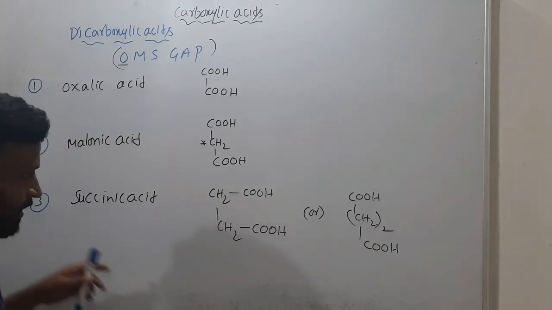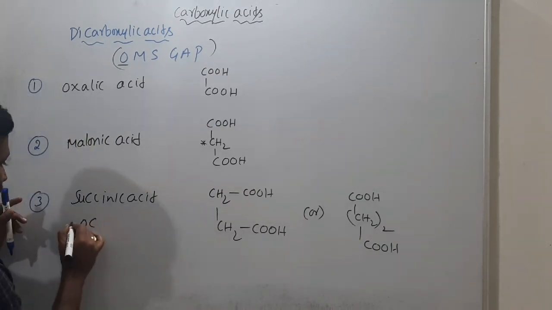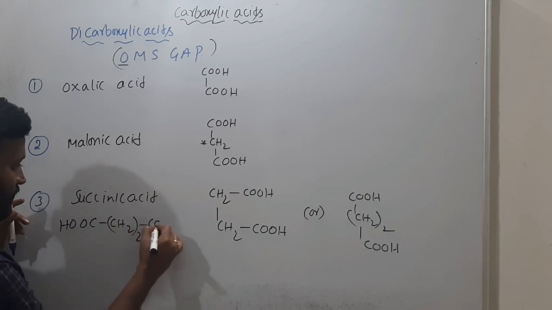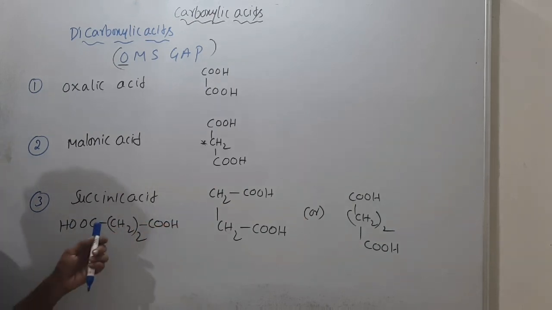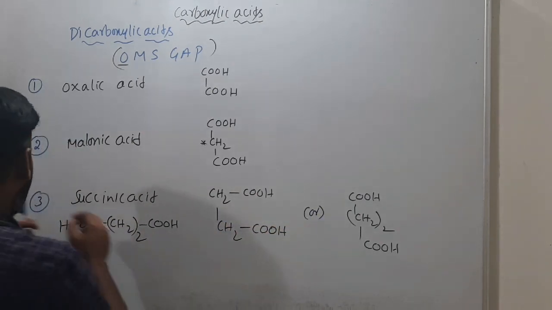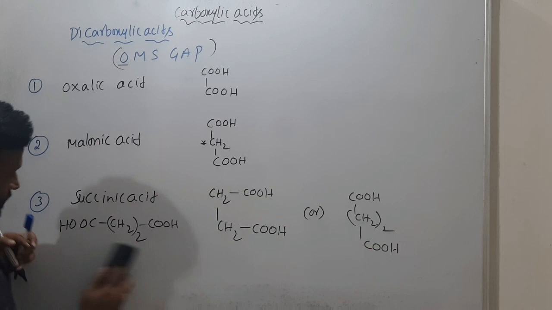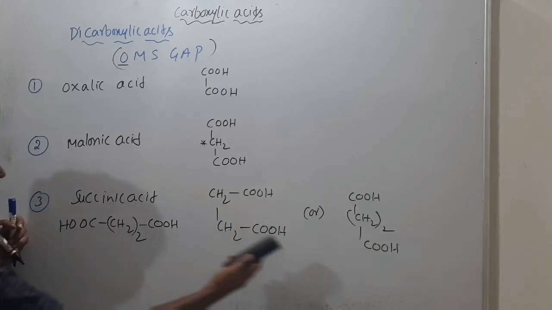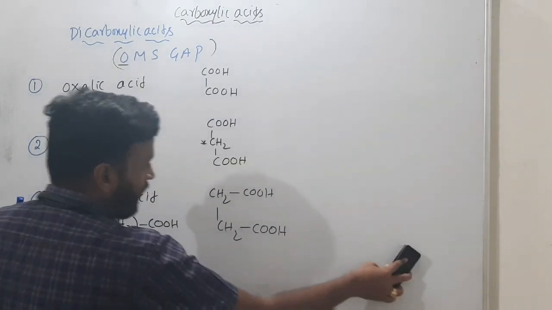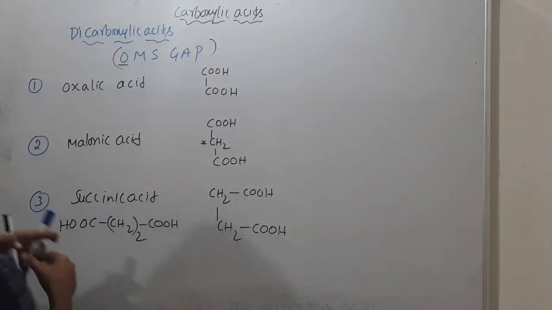Both are the same or not? Otherwise, few people will write like this: COOH, CH2 twice, COOH. Both are the same. Understand? So you have no need to write like this or else like this. You can represent it like this and you can represent it like this. So this is about the third one.